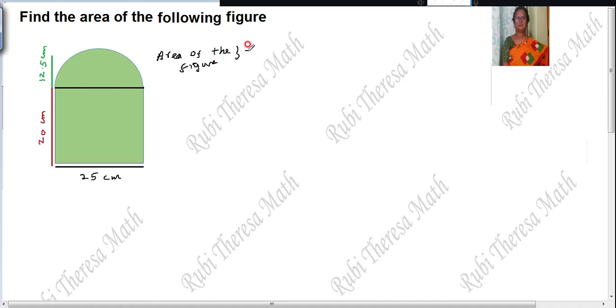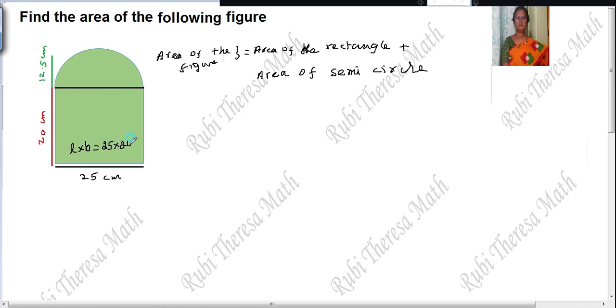Area of the figure equals area of a rectangle plus area of semicircle. The area of the rectangle is length into breadth. That is 25 into 20, which is 500. So the area of the rectangle is 500.